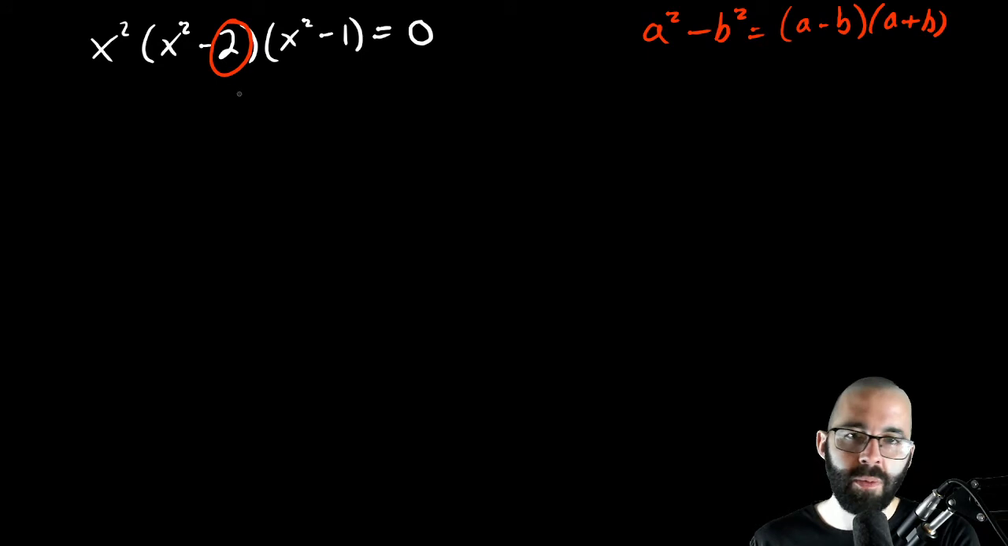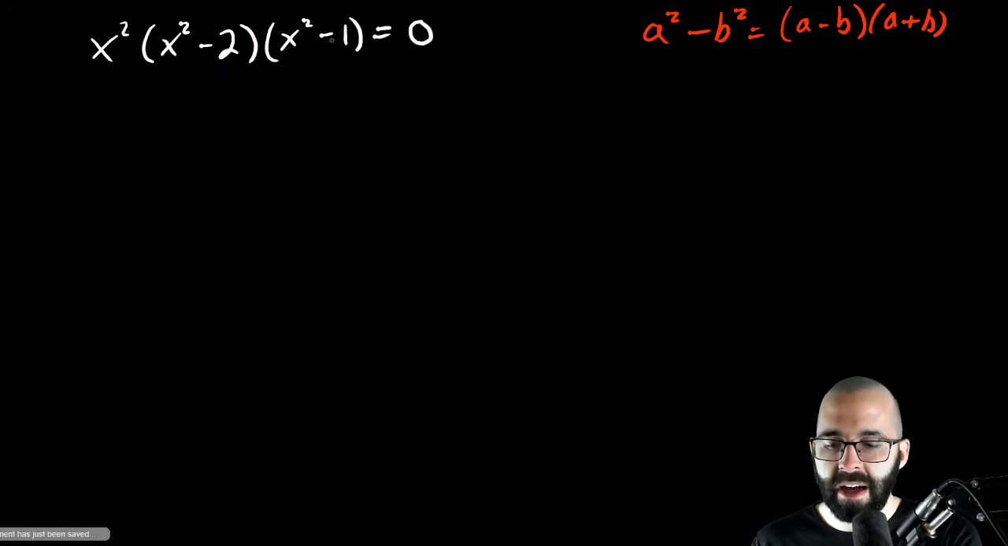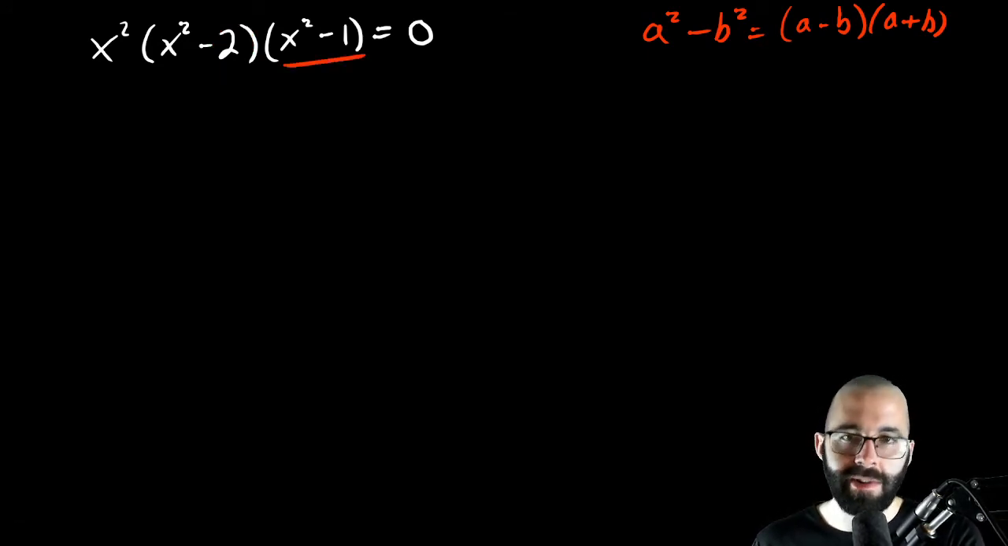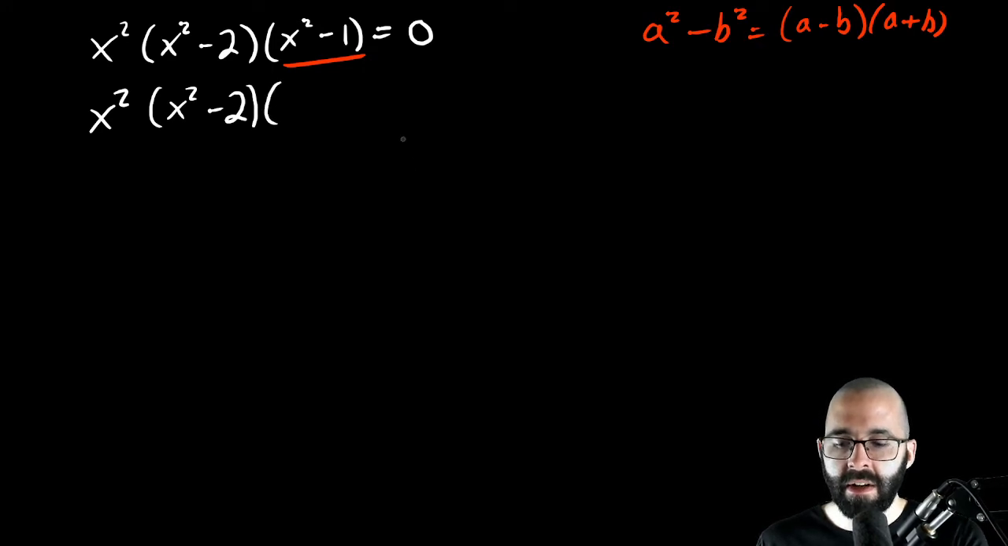So 2 isn't a perfect square. We're not going to do anything with that. But this thing over here is. So x squared, just like before. x squared minus 2, just like before. But now this factors into a minus b times a plus b.